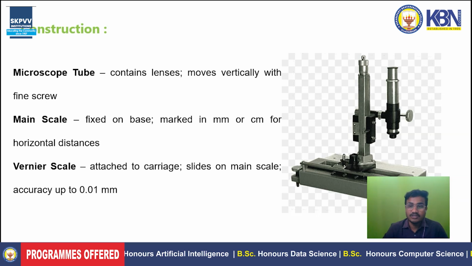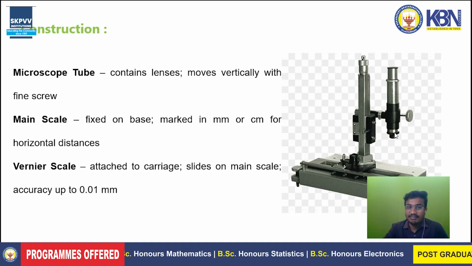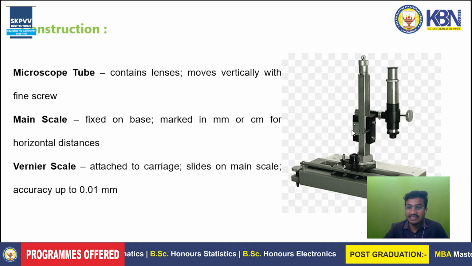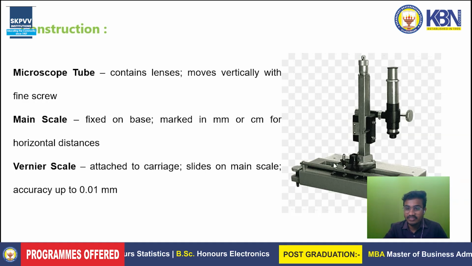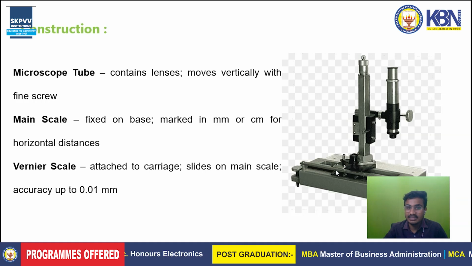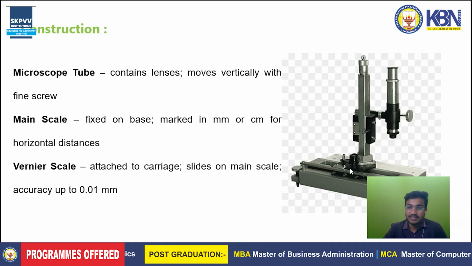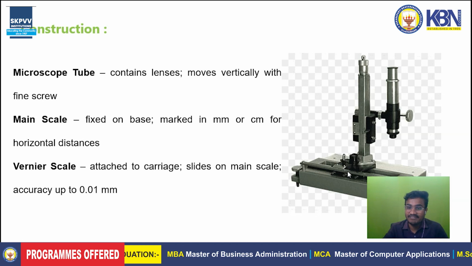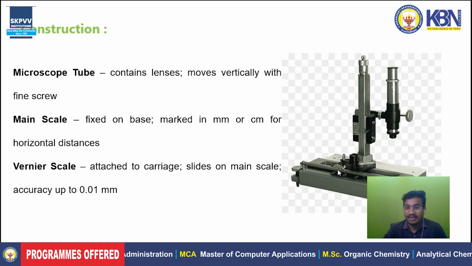Coming to the construction, it has a microscope tube. Here you can see the microscope tube. It contains lenses and can be moved vertically with the help of the screw. Then the main scale. Here we can see there are two main scales. The main scale, which is fixed on the base, is marked in either millimeters or centimeters. Then the vernier scale, which is placed just above the main scale, will usually have 50 lines.